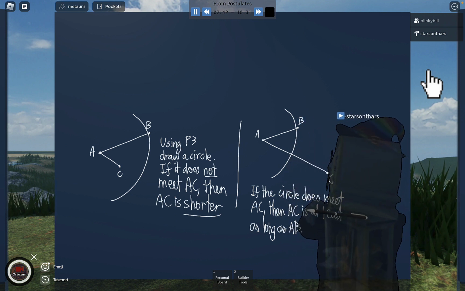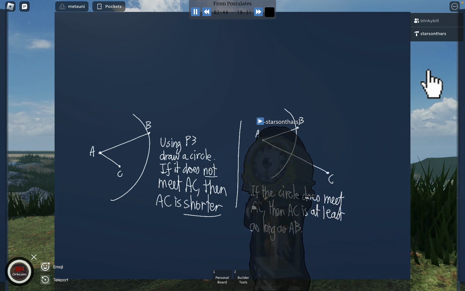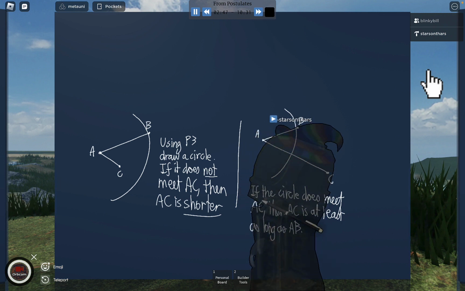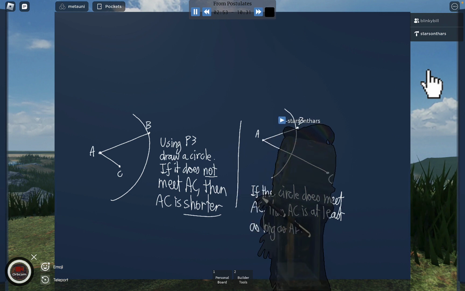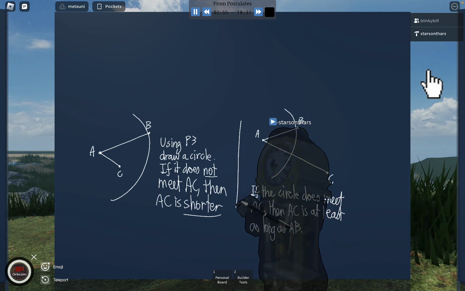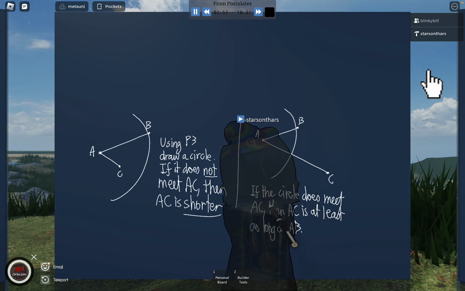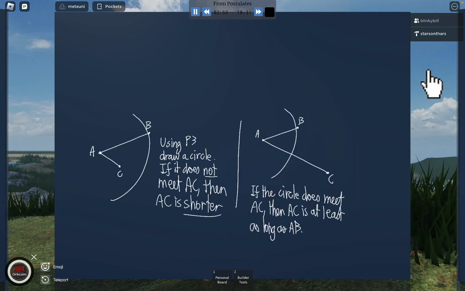Okay, so if they do not meet, AC is shorter. If they do meet, then AC is at least as long as AB. This is still a little imprecise, but this is 90% of the way there. So let me move on to the final board and try and make this even more precise.